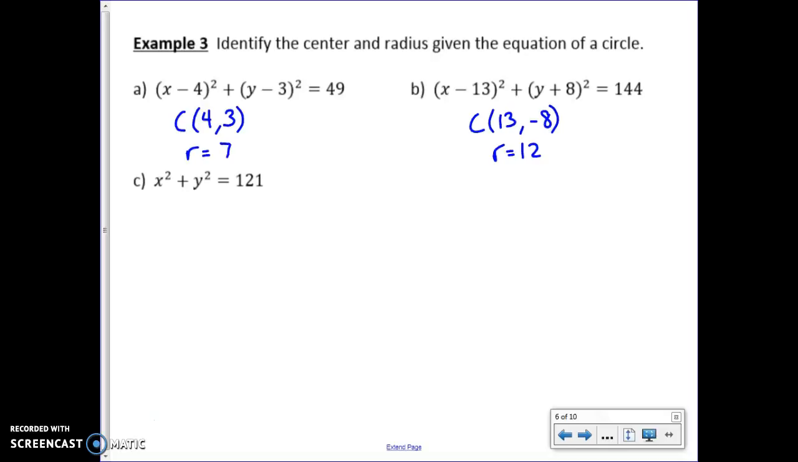On example C, our center, we haven't added or subtracted anything, so we're at (0, 0). And our radius is 11.